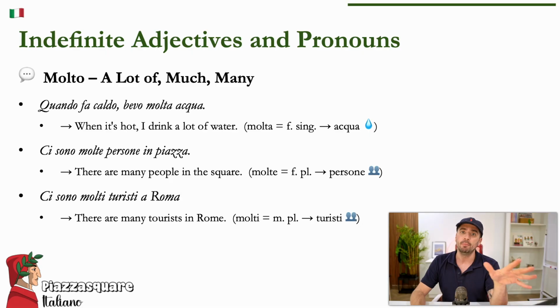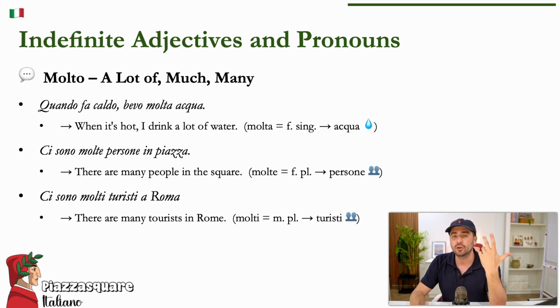Usage in everyday situations. Now let's put molto, tanto, poco into practical context. These words are extremely common in daily conversations, used to talk about quantities of food, time, people, and so on. We'll look at each word with examples drawn from everyday life. Molto, a lot of, much, many.